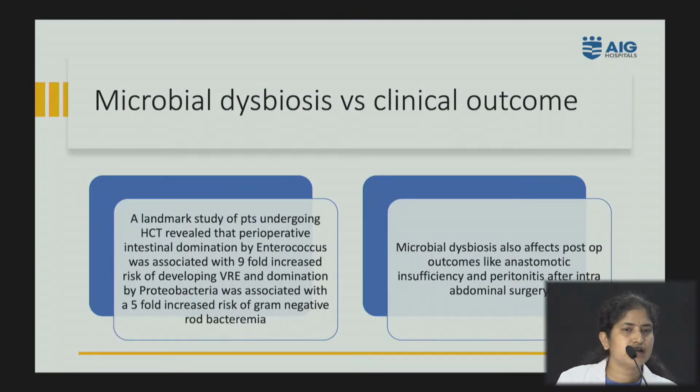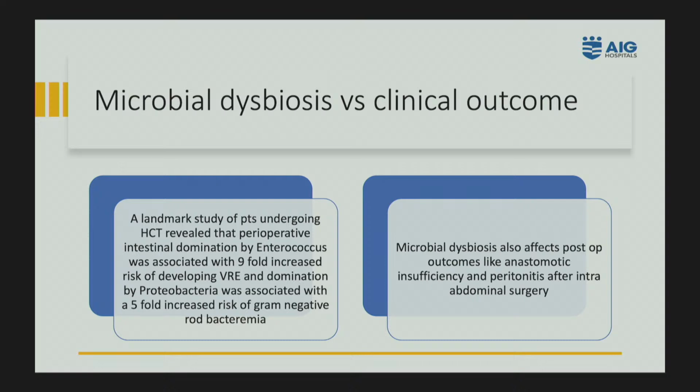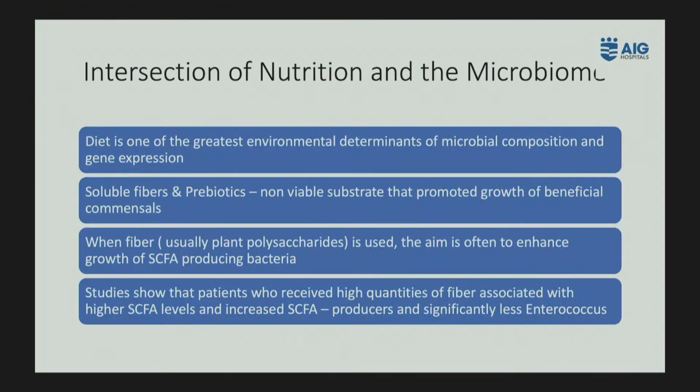And another landmark study of patients who are undergoing hematopoietic stem cell transplantation revealed that whenever there is perioperative intestinal domination by Enterococcus, those patients were associated with a 9-fold increased risk of developing VRE bacteremia, and domination by proteobacteria was associated with a 5-fold increase of gram-negative rod bacteremia. Microbial dysbiosis not only increases patients' susceptibility to infections, it also affects post-operative outcomes like anastomotic insufficiency and peritonitis after major intraabdominal surgeries.